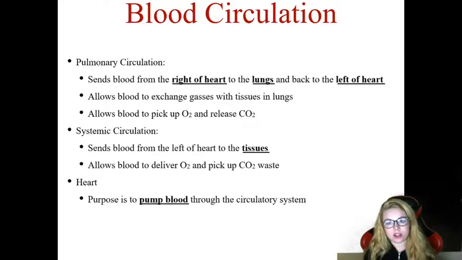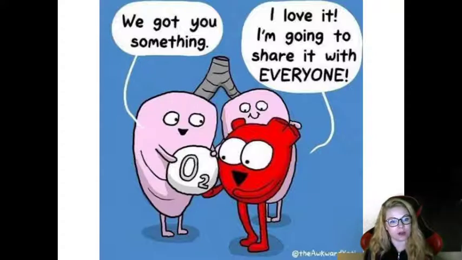Your systemic circulation isn't involved in the release of the oxygen and the carbon dioxide out of your breath or through your lungs. Instead, it sends blood from the left of the heart to the tissues throughout your body and all the organs, and it allows blood to deliver oxygen that you just breathed in and pick up that carbon dioxide waste that you want to bring out. And ultimately, your heart functions as the pump to control both of these circuits, and it will pump through your circulatory system.